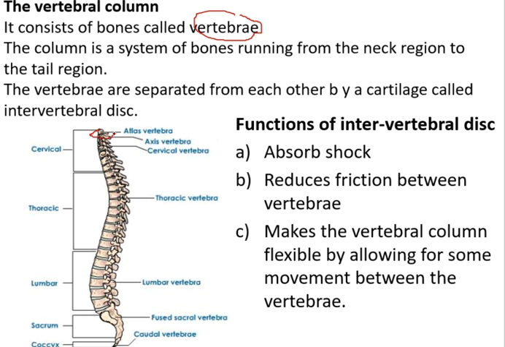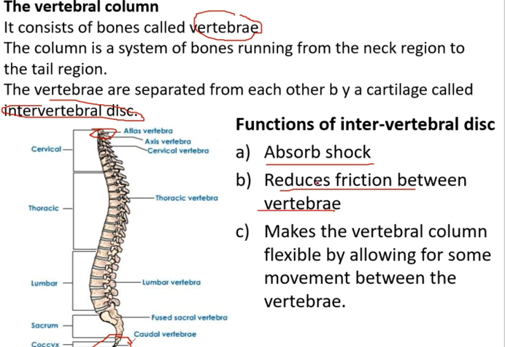From this first bone in the neck region, which is the atlas vertebra, and it is a type of cervical vertebra, and runs up to the last vertebrae here called caudal vertebra, which is fused to form the coccyx. And these vertebrae are separated from each other by a cartilage we call intervertebral discs. And the functions of intervertebral discs: first, they absorb shock, then they also reduce friction between vertebrae.